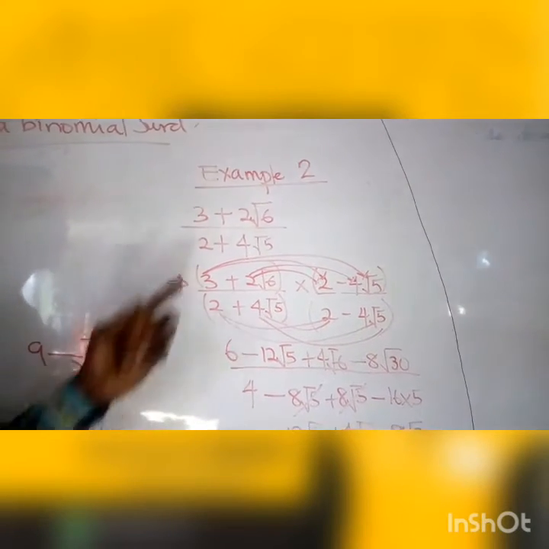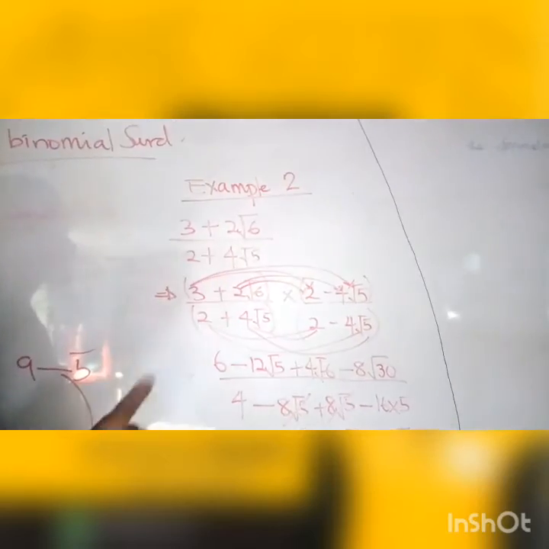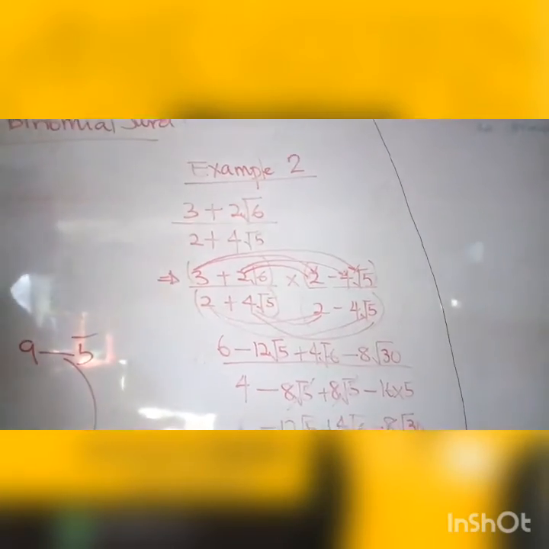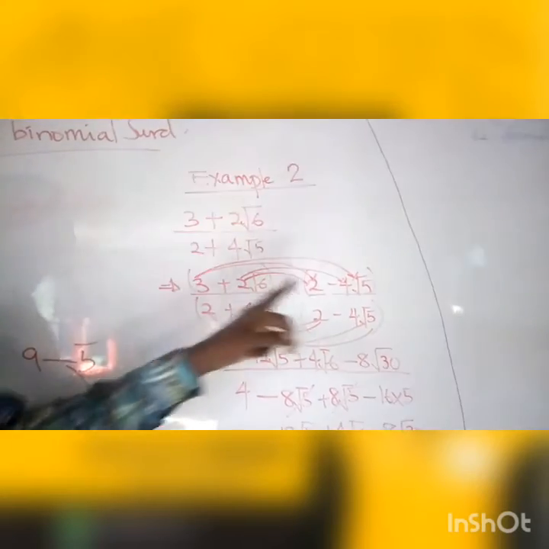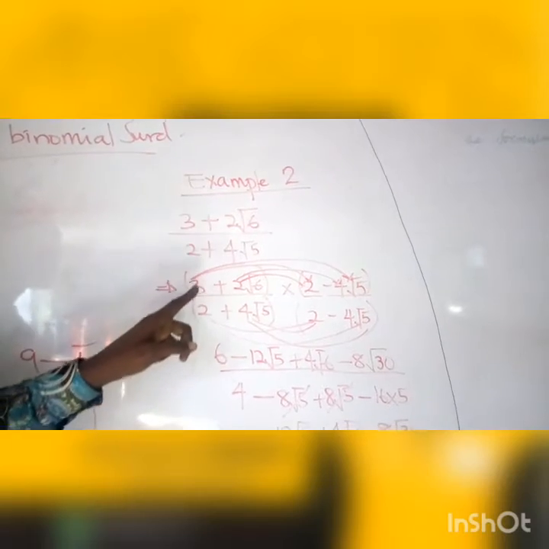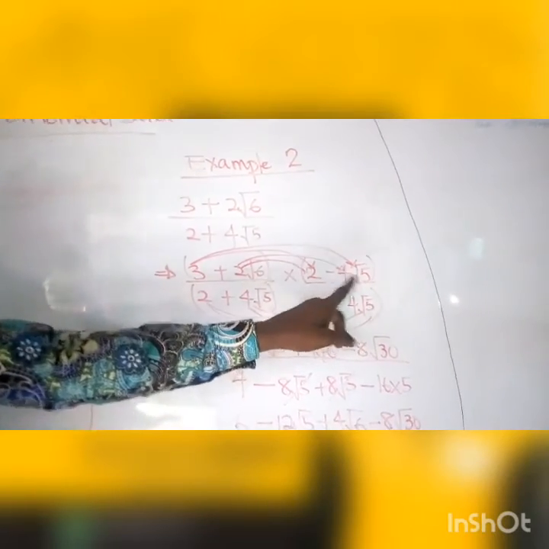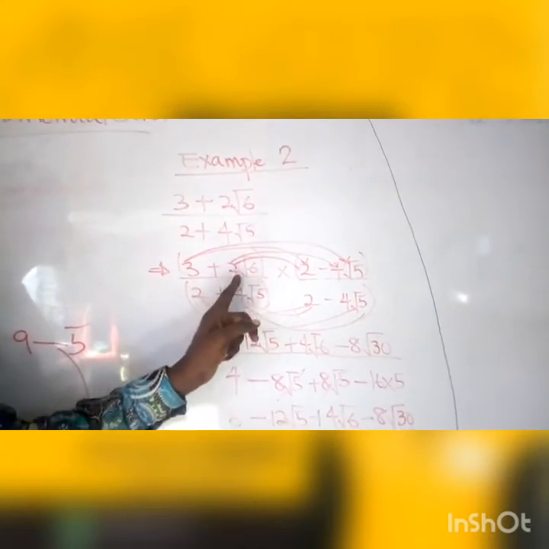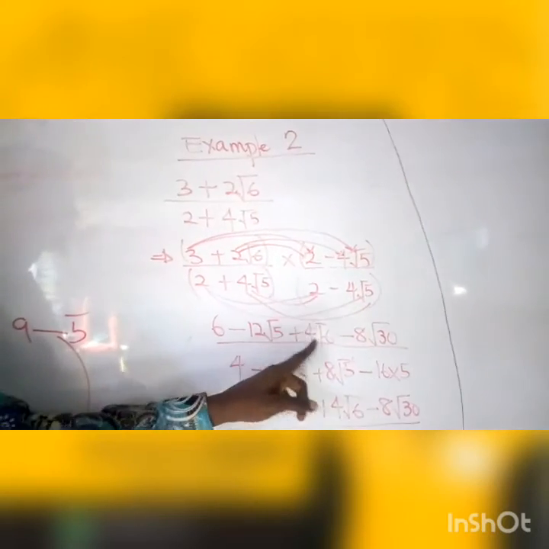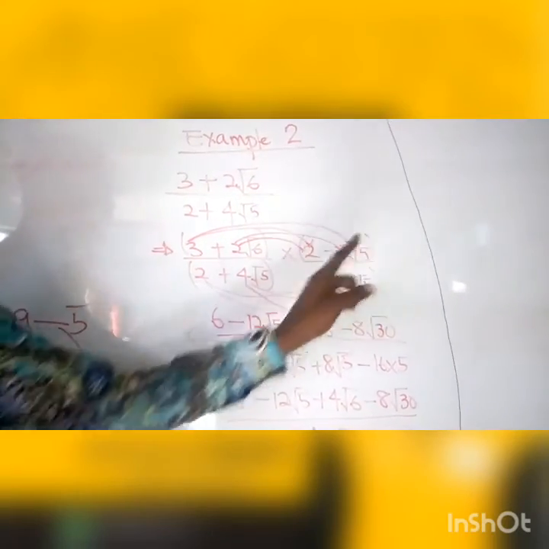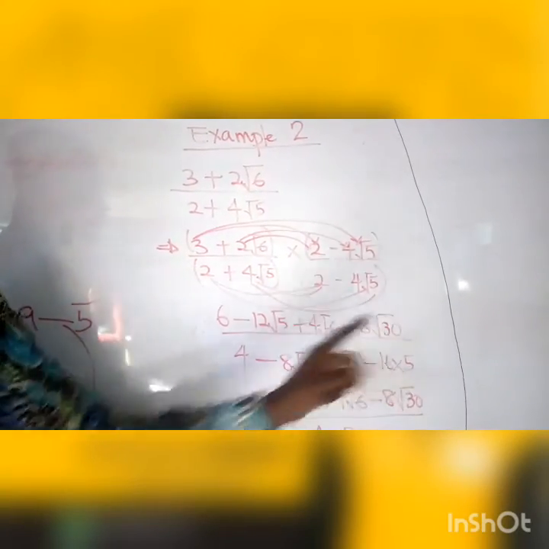So we multiply by 2 minus 4 root 5 at both the denominator and the numerator. So expanding the bracket here, we have 3 times 2 to give us 6. Please note the motion of the arrows. 3 times minus 4 root 5 gives us minus 12 root 5. Plus 2 root 6 times 2 gives us plus 4 root 6. Then plus 2 root 6 times minus 4 root 5 gives us minus 8 root 30.